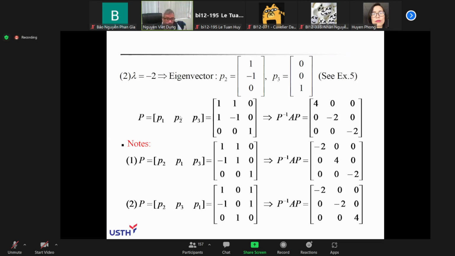But if you put the second column into the first column, and the first column into the second column, then the diagonal matrix will become like that. It means that the order of the eigenvalues appearing on the diagonal depends on the order in which we put the eigenvectors there. And once again, if here you write P2, P3, and P1, then the eigenvalues will be ordered like that on the diagonal.